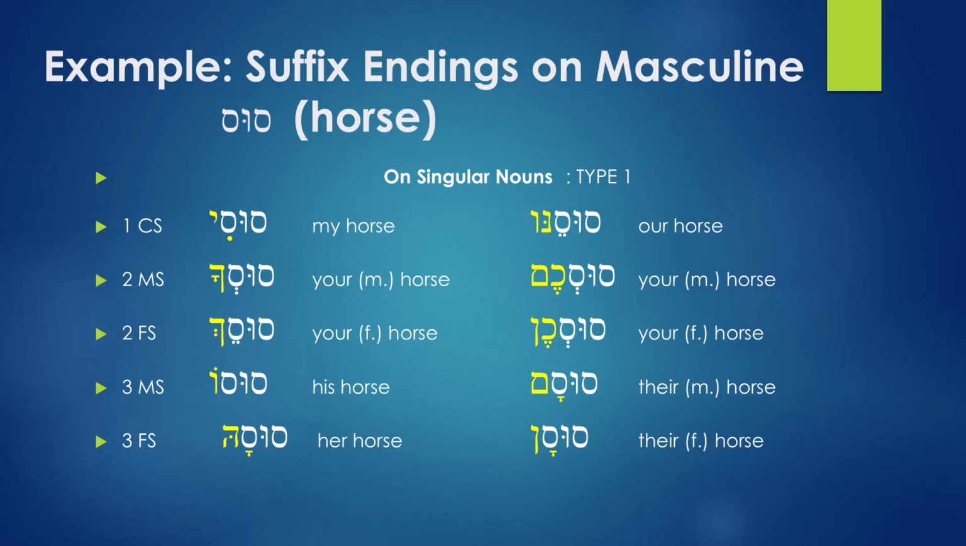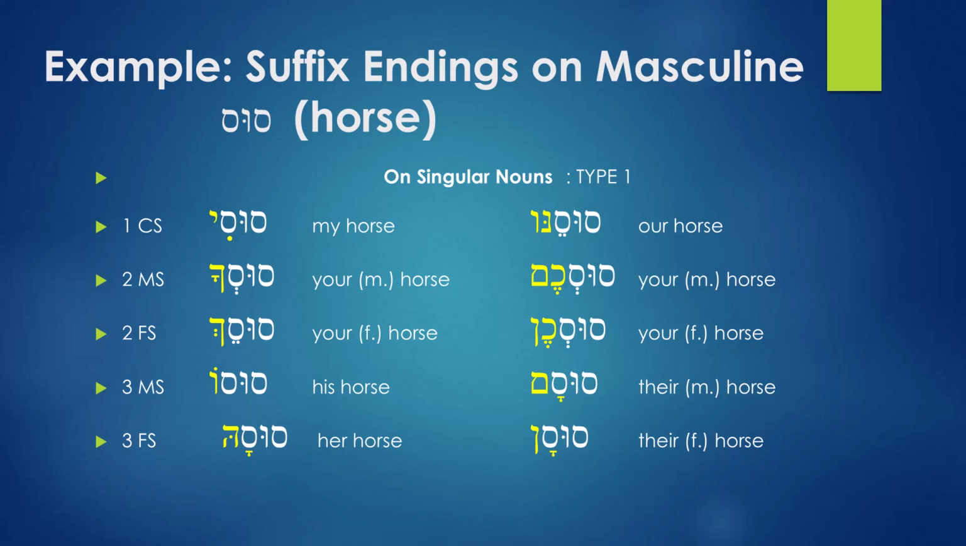Remember, it's not our horses, because horses is now a plural noun, so you would use type 2. But since you're using type 1, you're going to say sosenu, our horse. Second person masculine, you say suschem. That's how you say your horse. Second person feminine, you're going to say suschen, and that's how you say your horse, feminine.